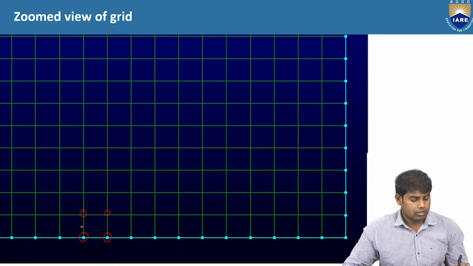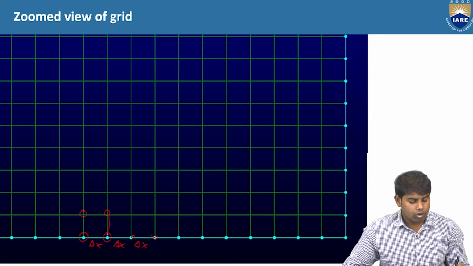Okay, fine. So the distance here is delta x. Here also it would be delta x, and here also it would be delta x. So delta x, delta x, delta x. The spacing is the same, so that's why we call it a uniform mesh. If the spacing is not equal, then we call it non-uniform.